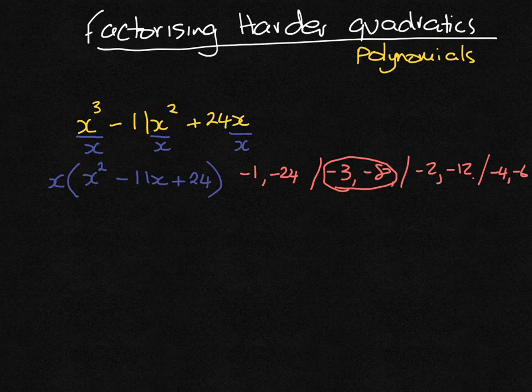So we know that our brackets are going to be x minus 3 and x minus 8. But don't forget to bring this x down as well. So if I was to expand all those out, I'd end up with this polynomial, which is in fact a cubic because we've got an x cubed. And that's how you do those questions.